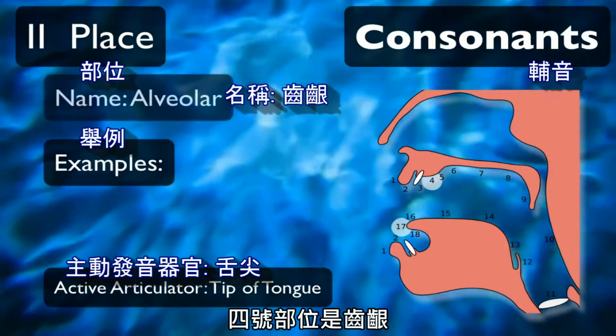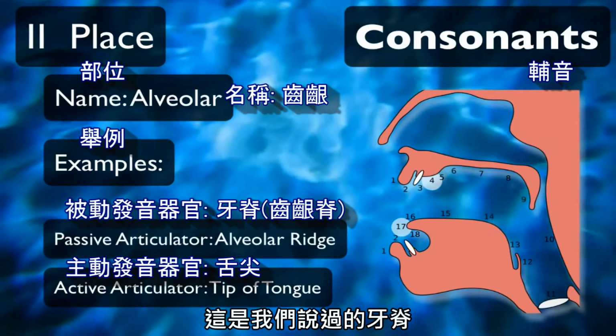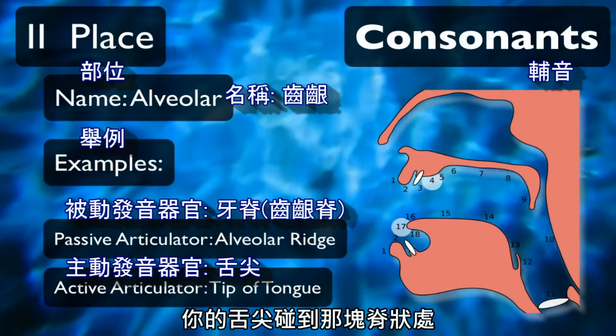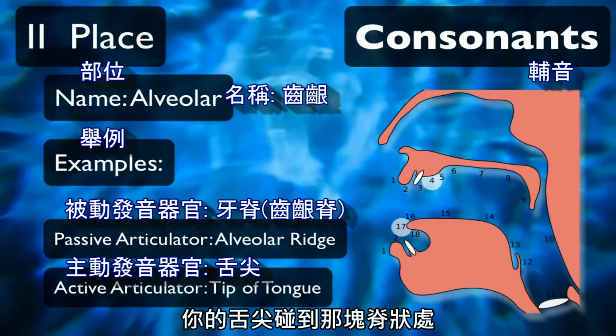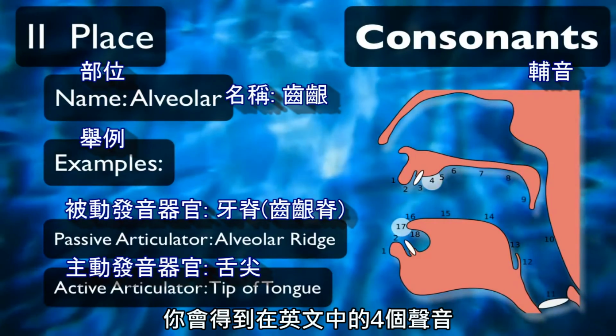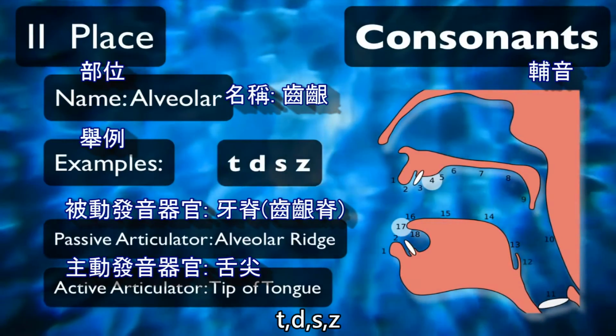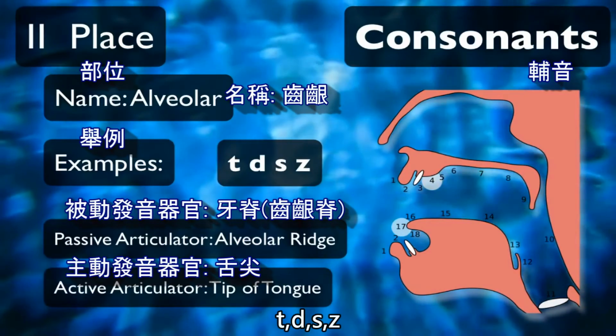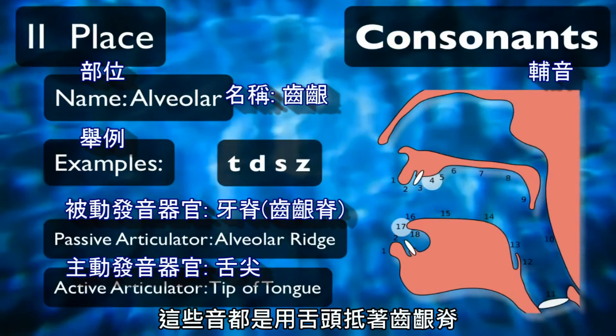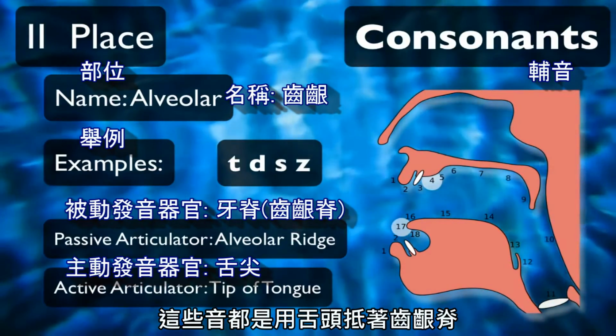Place number 4 is alveolar. This is the alveolar ridge we talked about just behind your front teeth. Here the tip of your tongue touches that ridge, and you get 4 sounds in English. T, D, S, and Z. T, D, S, Z. All of these are tongue against alveolar ridge.